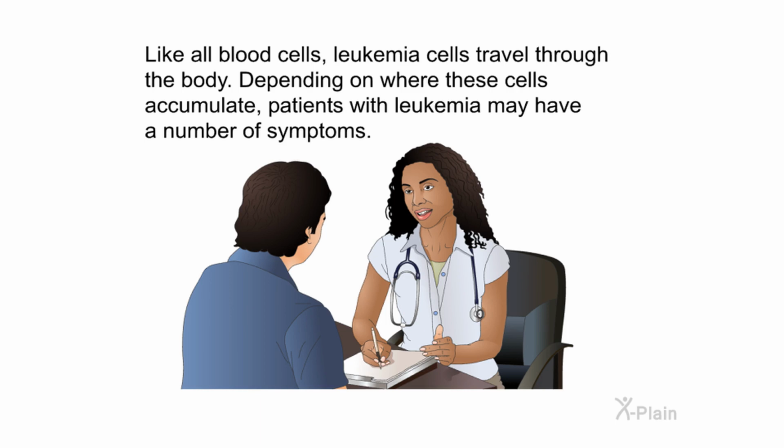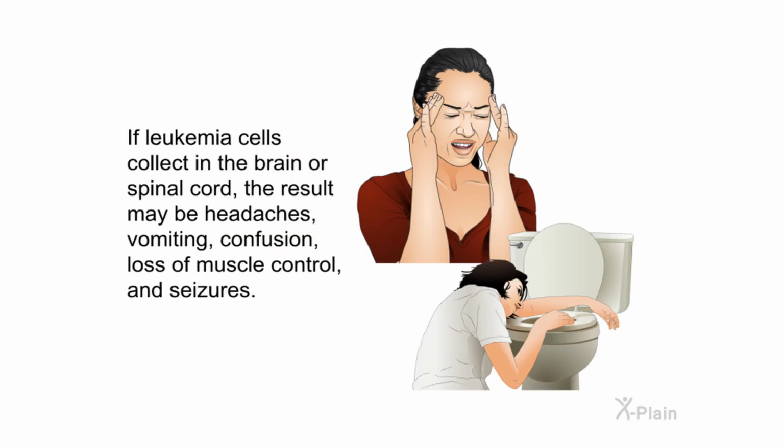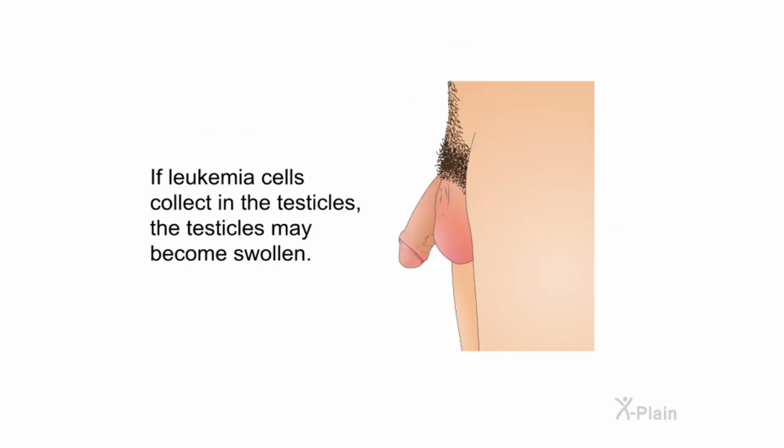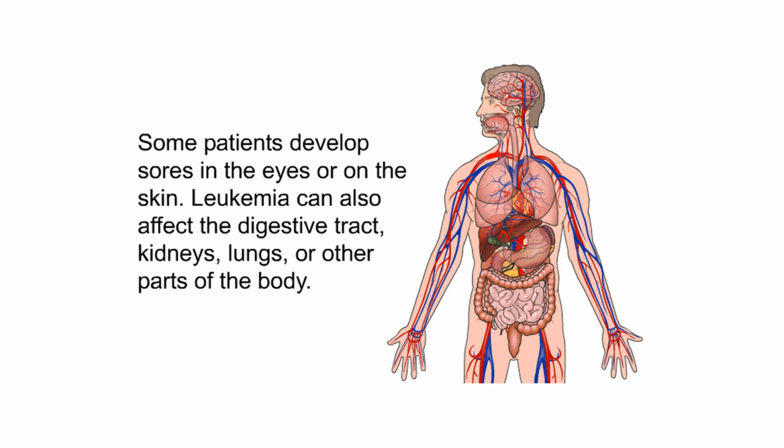Like all blood cells, leukemia cells travel through the body. Depending on where these cells accumulate, patients with leukemia may have a number of symptoms. If leukemia cells collect in the brain or spinal cord, the result may be headaches, vomiting, confusion, loss of muscle control, and seizures. If leukemia cells collect in the testicles, they may become swollen. Some patients develop sores in the eyes or on the skin. Leukemia can also affect the digestive tract, kidneys, lungs, or other parts of the body.